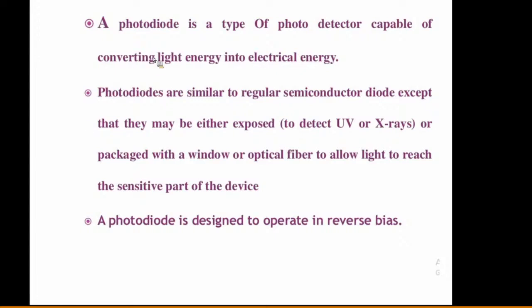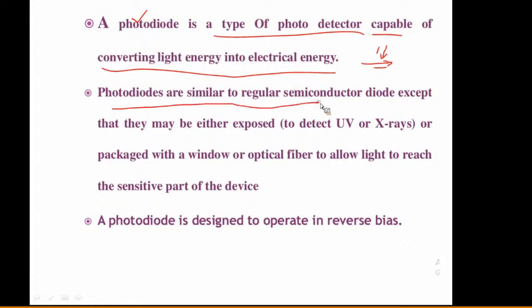That is a photodiode. Once again, a photodiode is a type of photodetector capable of, remember, this is a very important thing, converting light energy into electrical energy. Because whenever light is falling on the PN junction diode, current or voltage generation takes place. Light is converting into electrical energy. The diode which is capable of converting light energy to electrical energy is your photodiode. Now one more diode is there, the light emitting diode. What is that light emitting diode? That we will see in the later slides.